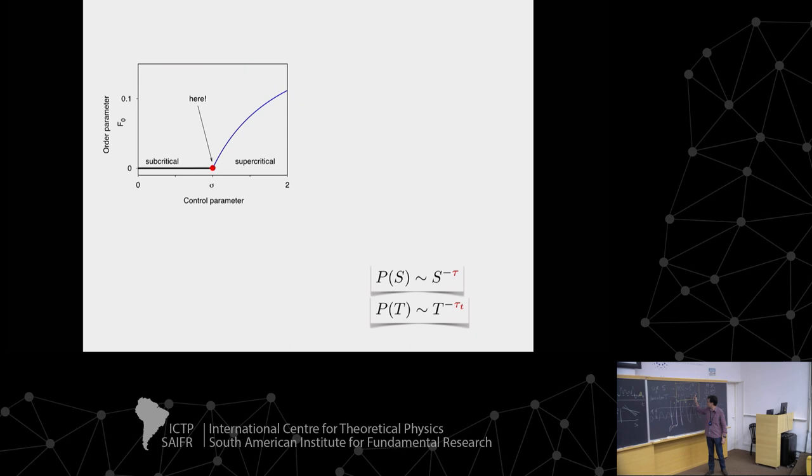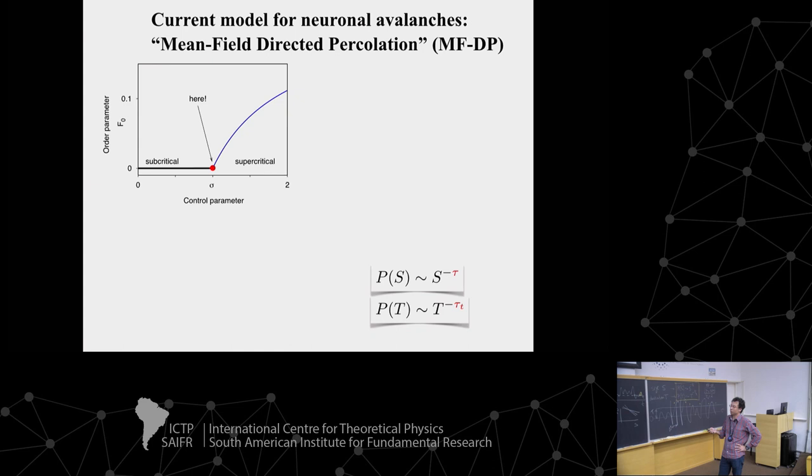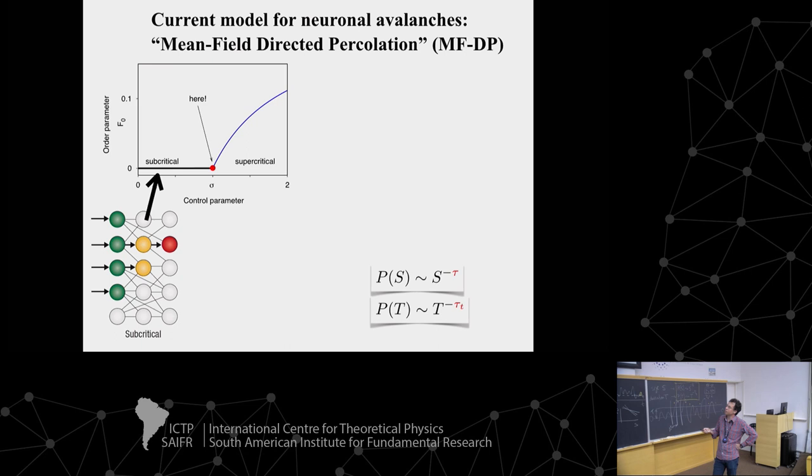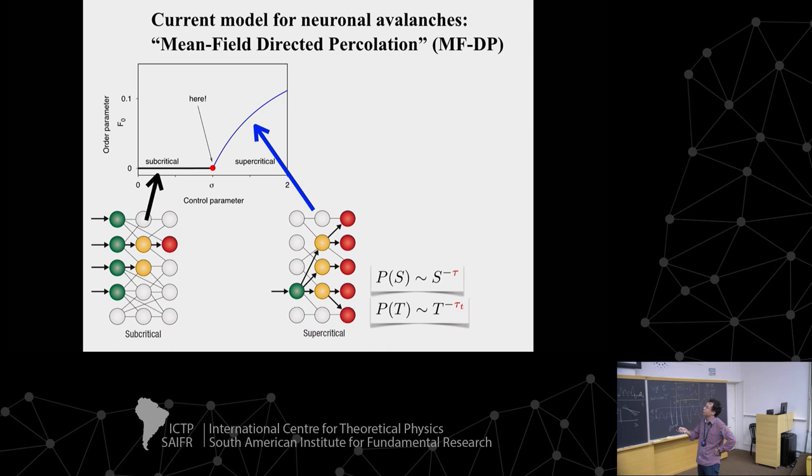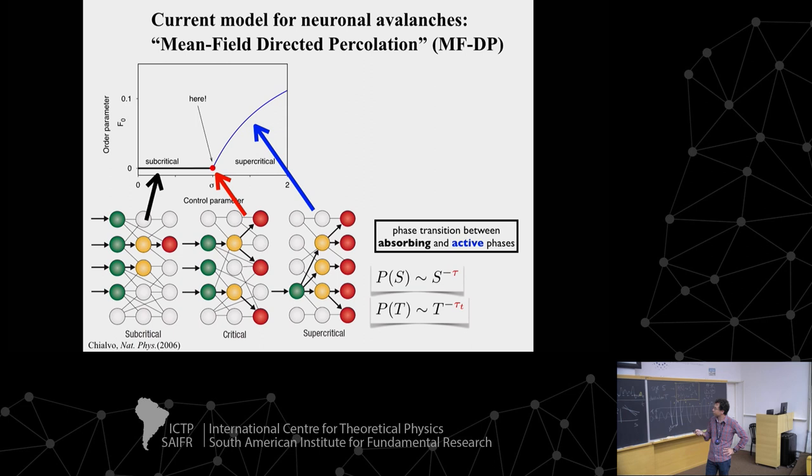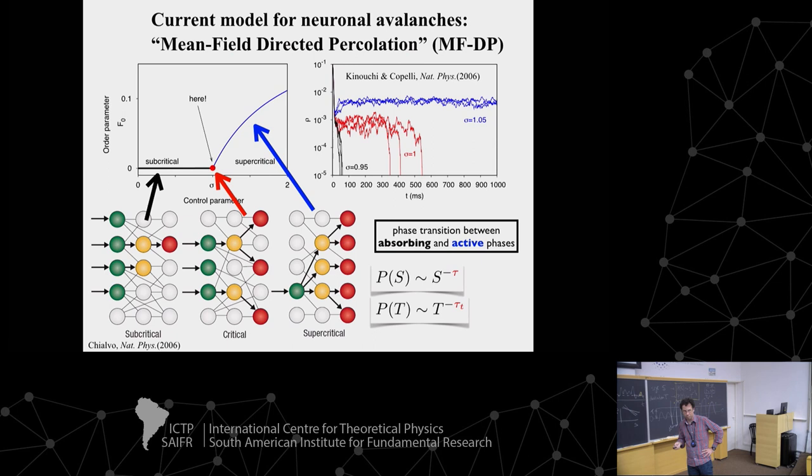Now, the current standard model for neuronal avalanches, which I was telling you about in the first two lectures, is mean field directed percolation, in which you have neurons connected by probabilities. If probabilities are small, you go to the absorbing state. If coupling is strong enough, you go to the supercritical regime where you have stable activity, and in the critical regime, you are on the verge of dying and not dying. So that's a phase transition between absorbing and active phases, like I showed you a couple of times already. Nice. And these are the two critical exponents for this universality class, like I wrote here.